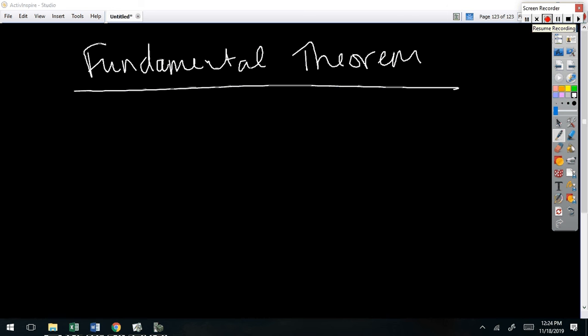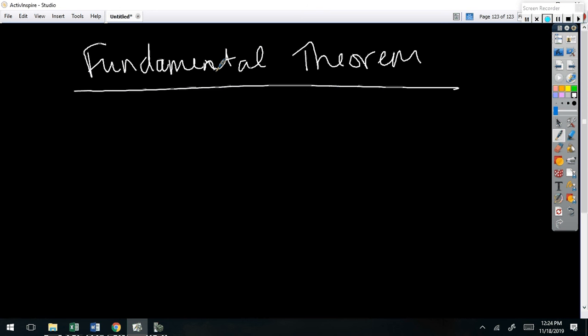It's not that you have to know the names. Give it a second. You don't have to know the names of the theorems, but you do have to know what they do and how to use them, all right? And these are really two theorems that you already know. You just don't know that you know. It says fundamental theorem.